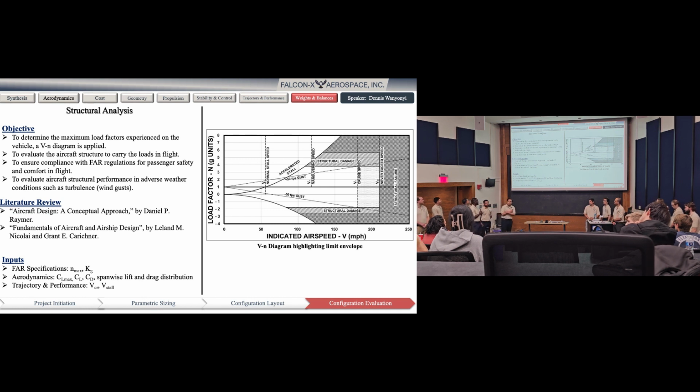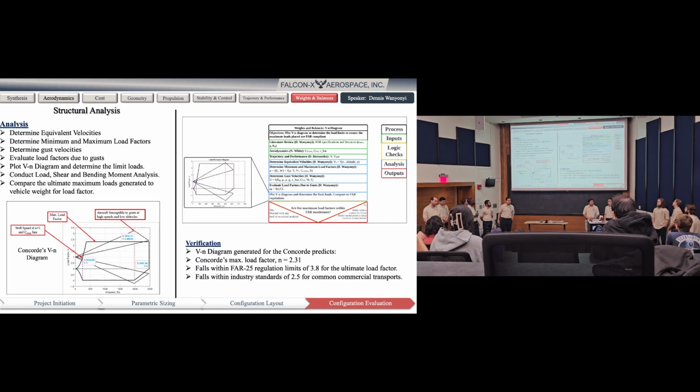On the structural analysis, here we evaluate the aircraft structure to make sure that it can perform the aircraft performance. Next slide, please. And to do this, we start with the VN diagram, and this explains the limits that the VN diagram describes, and it is being verified with Concorde data.